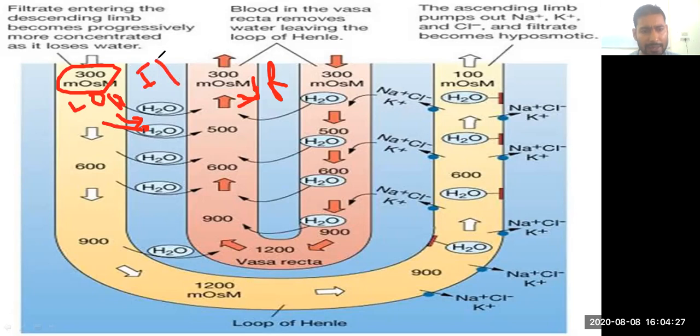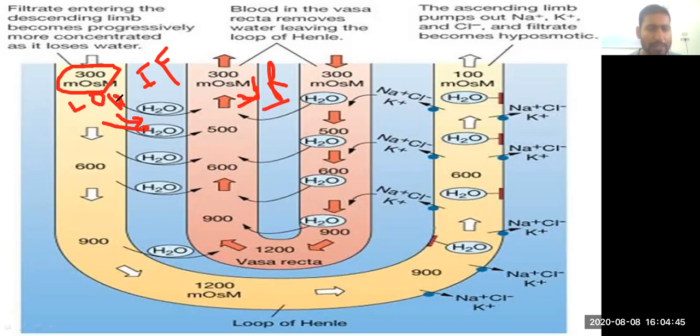In this figure, as I had already told, it is very good, and it depicts everything about the formation of the concentrated filtrate or urine. This is clearly explained. This is the IF, this is the loop of Henle, this is the Vasa recta.